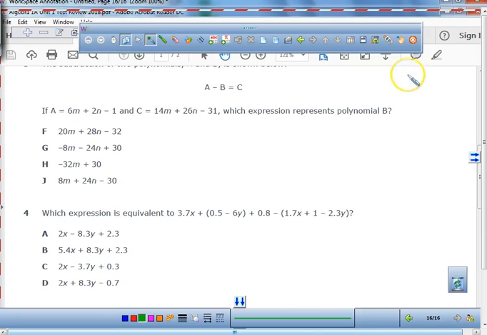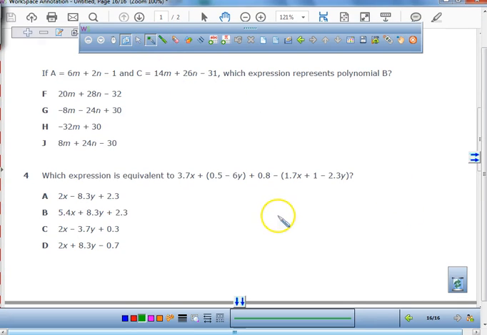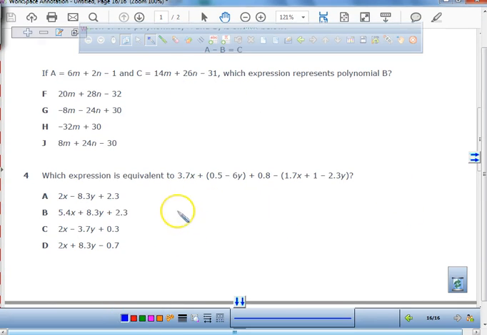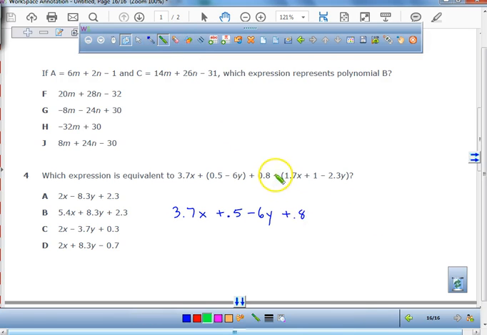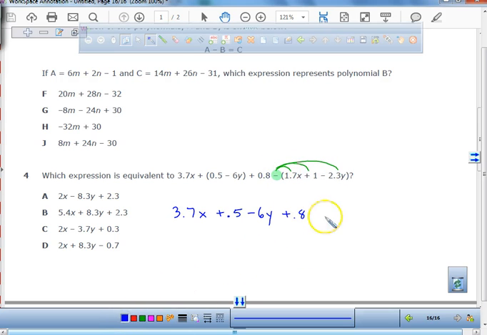We're going to get 2 more problems done before this class ends. Here's the first one, okay? We have 3.7x plus a half minus 6y plus 0.8. Now this is where it gets tricky. Does everybody see where this negative sign is? It's on the outside of the parentheses, which means you have to distribute that negative to every single number. So when you distribute that negative, now you have a negative 1.7x. You have a negative 1, and you have a positive 2.3y.